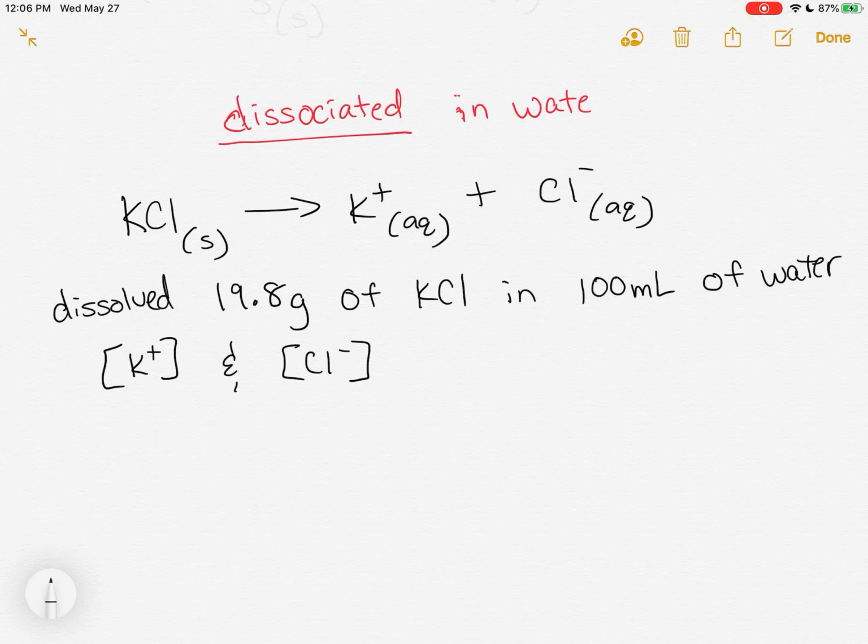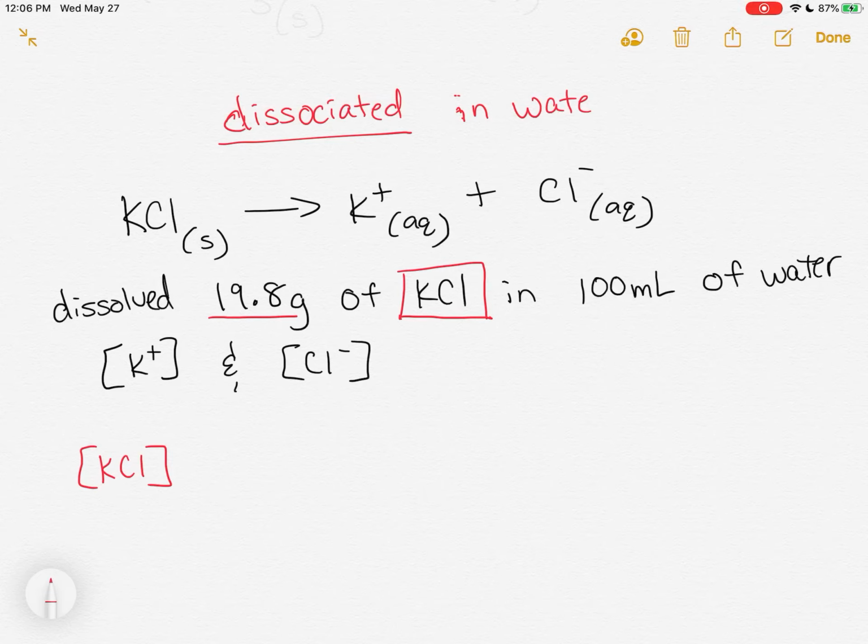So if we dissolve 19.8 grams of potassium chloride in 100 milliliters of water, we want to calculate the concentration of potassium ion and the concentration of chloride ion. The first thing we need to do is calculate the concentration of the potassium chloride, because we have 19.8 grams of potassium chloride. And that's the most important thing in these kinds of questions: your mass is for the whole ionic compound, not just one of the ions or the other, but the entire ionic compound.